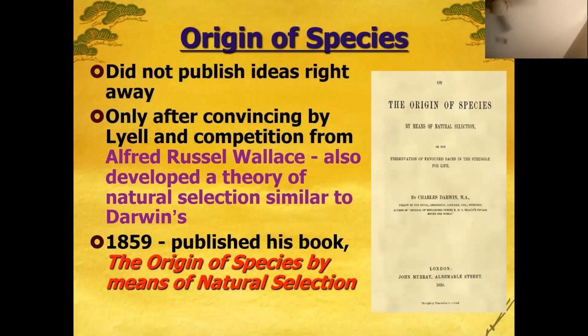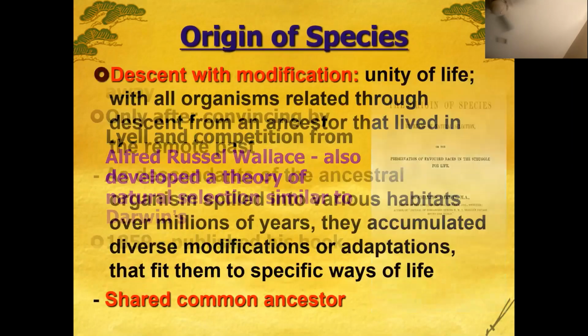So it wasn't until after a little bit of convincing by Charles Lyell, who we mentioned before, who had the idea of uniformitarianism, and a little bit of competition from someone named Alfred Russel Wallace, which I'll talk a little bit about later, who also developed a theory very similar to Darwin's, that in 1859 he finally published his book, and guys, it changes the world. This book changes the world. And once again, this book brings up this idea.